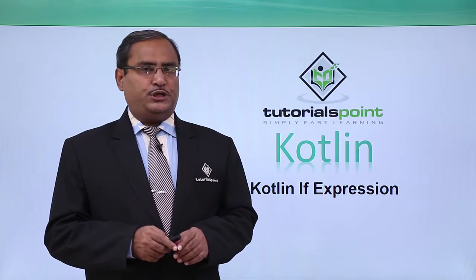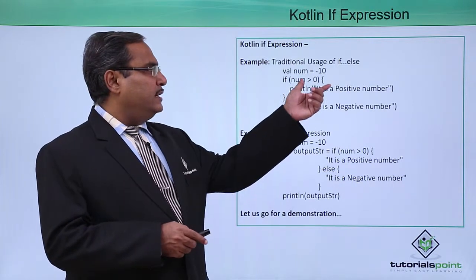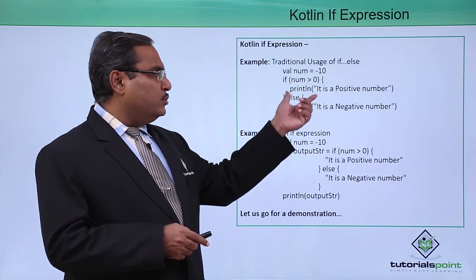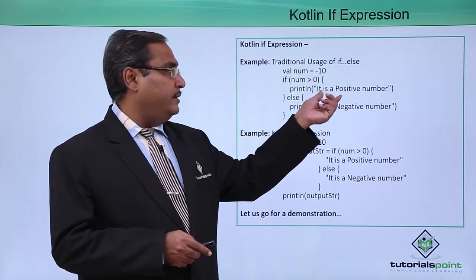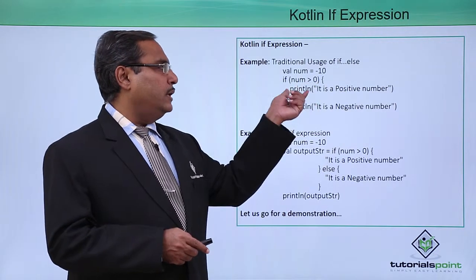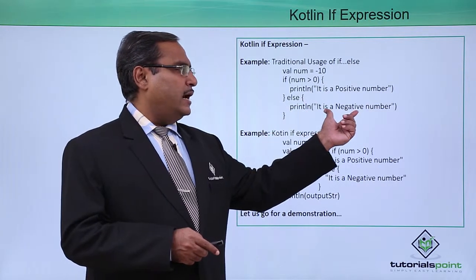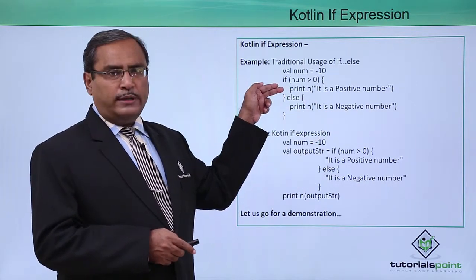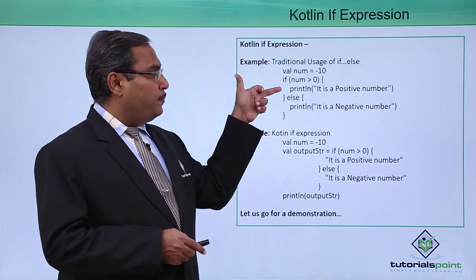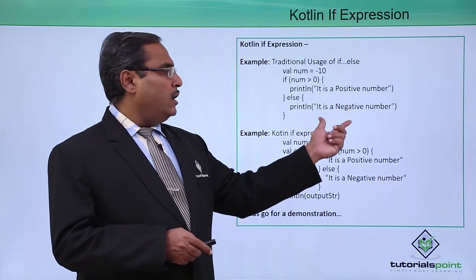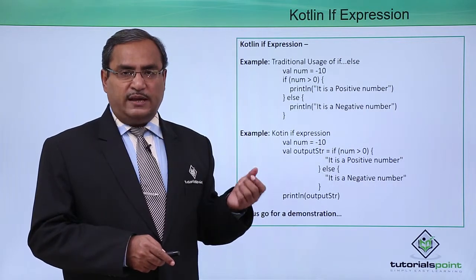Kotlin if expression. In the traditional usage of the if-else block, we can write val num = -10, and if num is greater than 0, then println("this is a positive number"), else println("this is a negative number"). In the true part, obviously we are not writing then, the keyword is not there. So in the true part we are printing the number is positive, and here we are printing the number is negative. That is the traditional usage of this if-else block.